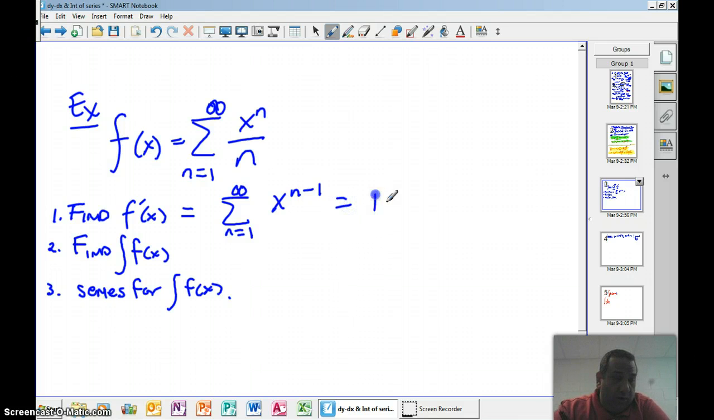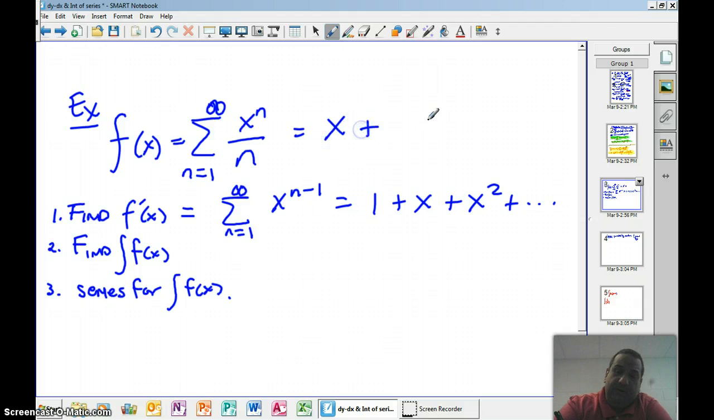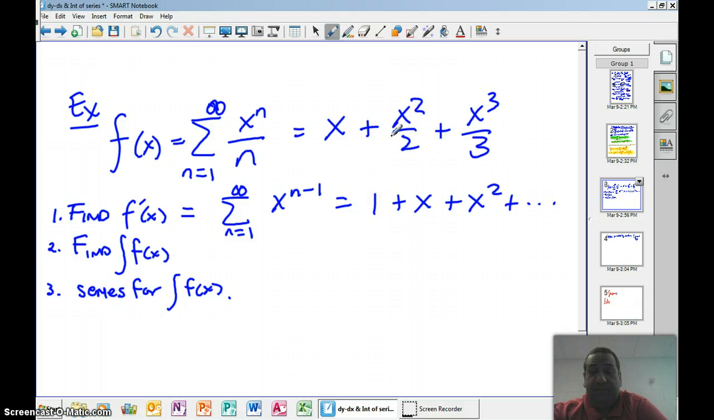And this would be 1 plus x plus x squared, etc. The original one, if I set it out, would be x plus x squared over 2 plus x cubed over 3. And if you notice, if I take the derivative of each of these terms, I get what's here. Here's 1, the derivative here is x, the derivative here is x squared, etc.